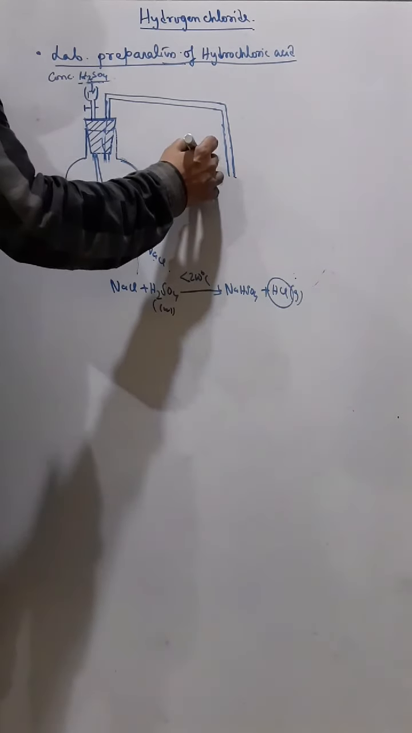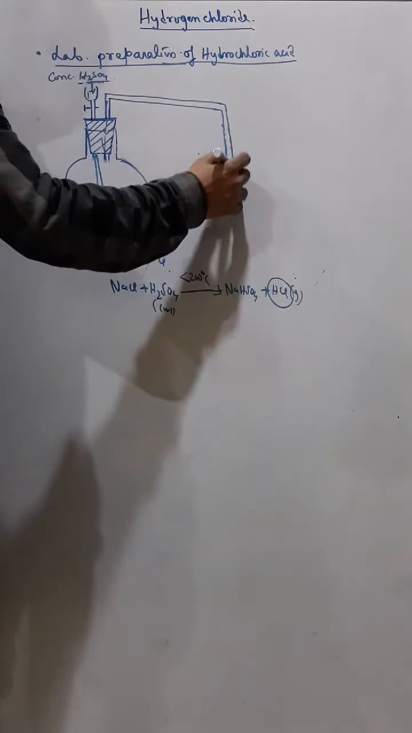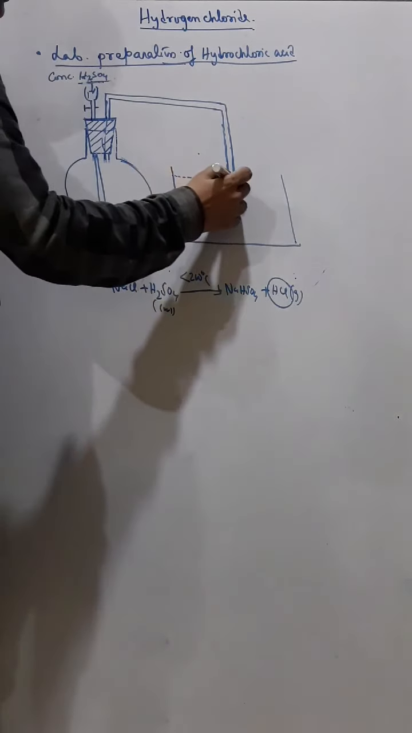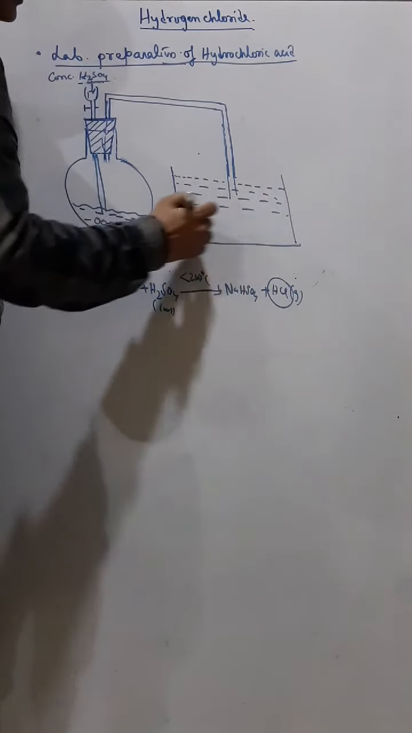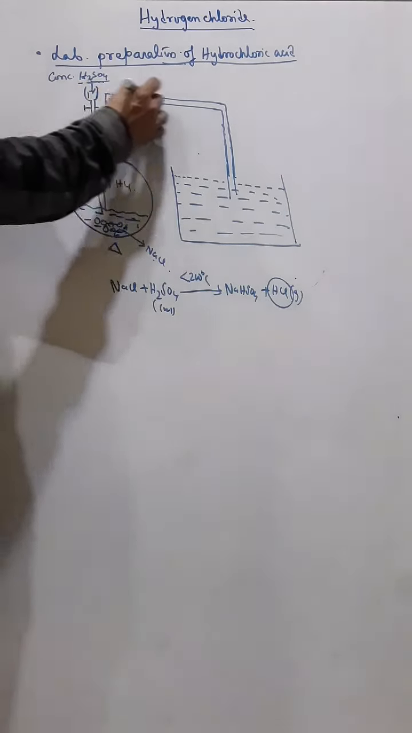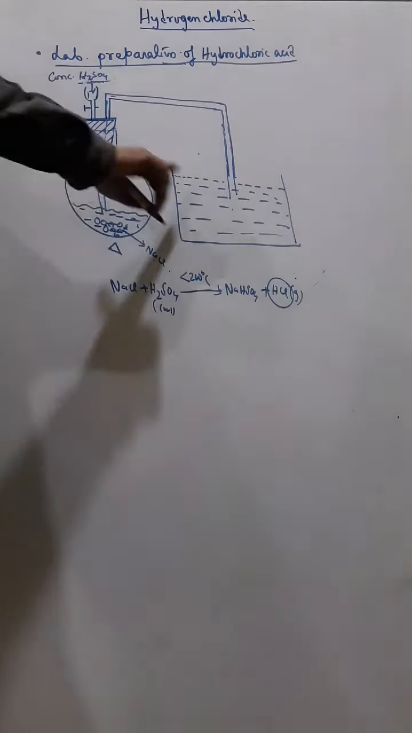Now suppose we want to prepare hydrochloric acid, and therefore we have taken a trough containing water, and this HCl gas that is formed will be passed into it and it will form hydrochloric acid. But this process is dangerous.